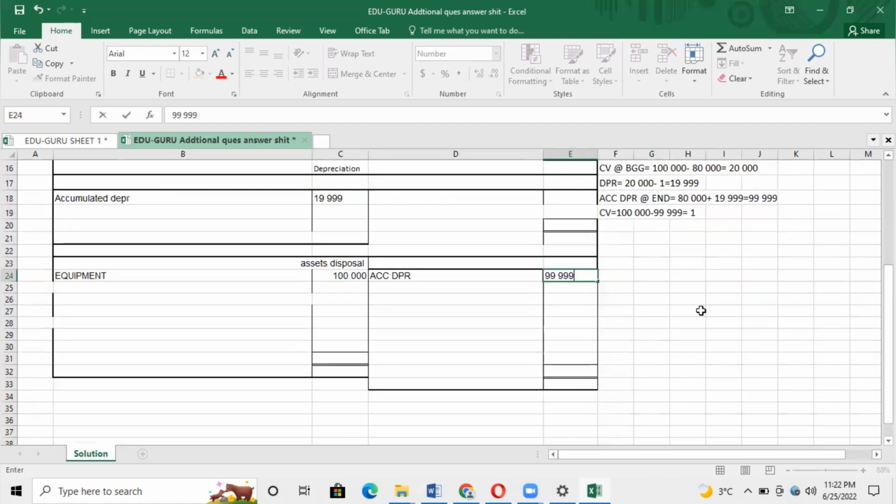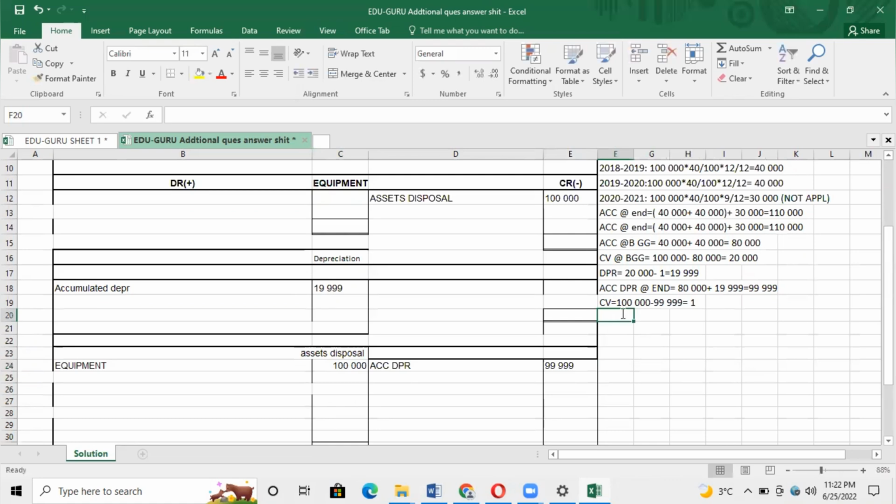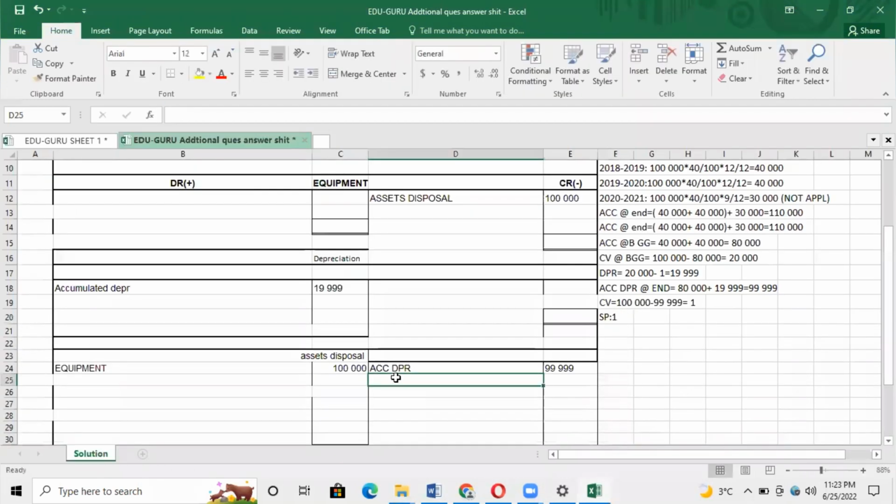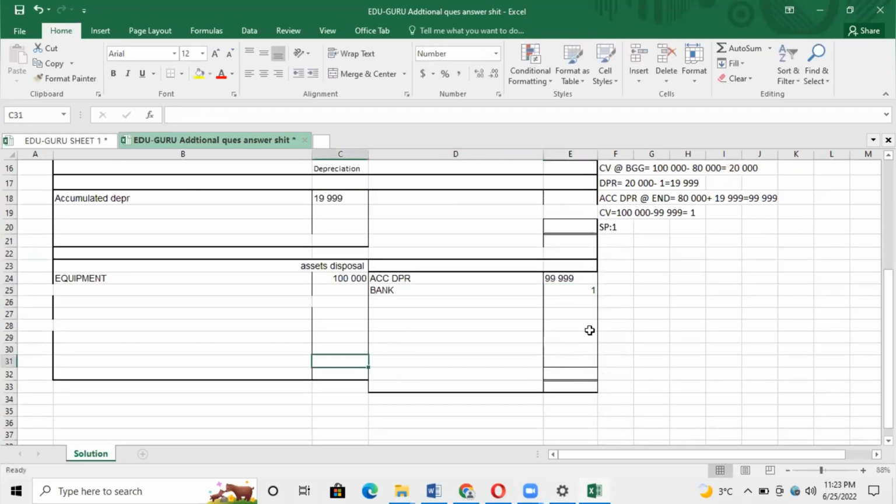99,999, guys. Now, I said to you earlier, we have to identify our selling price. My selling price, because this asset was sold with its carrying value, is going to be 1. It was sold to the local printing shop on the 3rd of November 2020 with its carrying value. They were not specific whether it was bought on cash or on credit, so you can just write bank here as 1, because this asset was sold with its carrying value, right, guys?